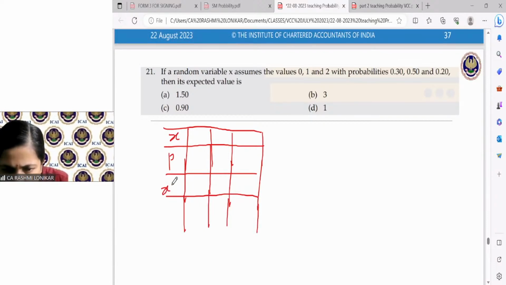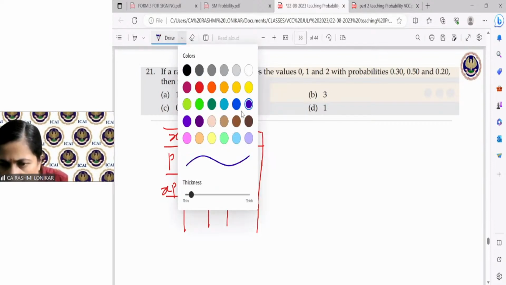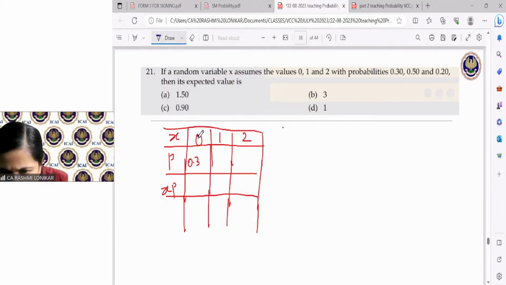Then you have XP. What is this? 0, 1, 2. Then you have 0.3, 0.5, and 0.20. Okay. X into P is how much?